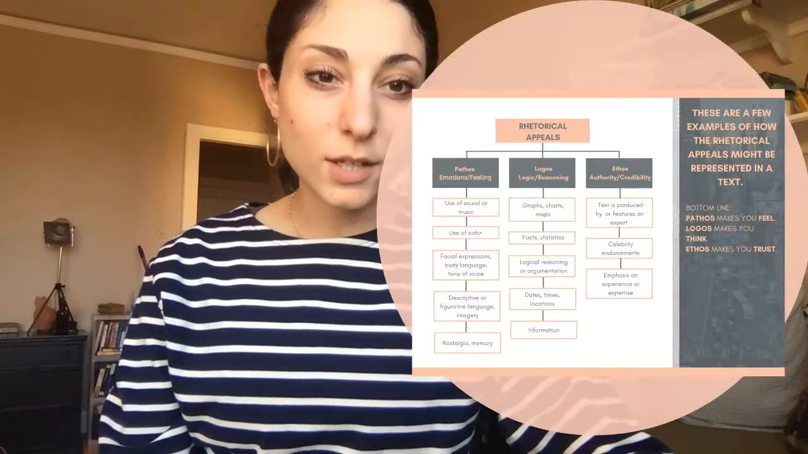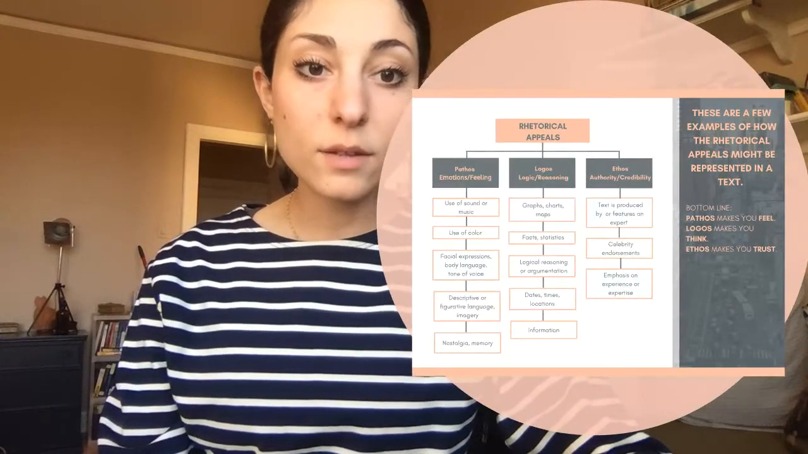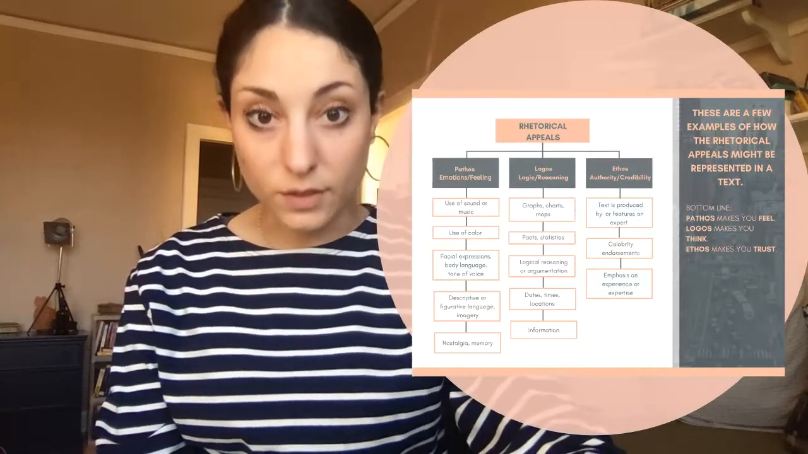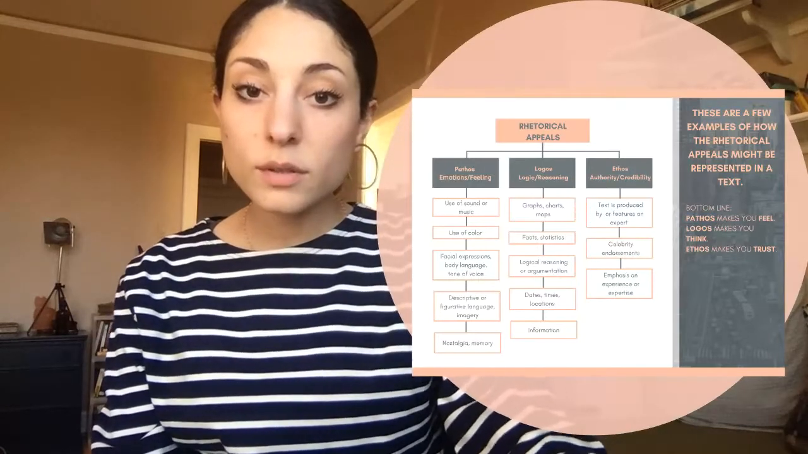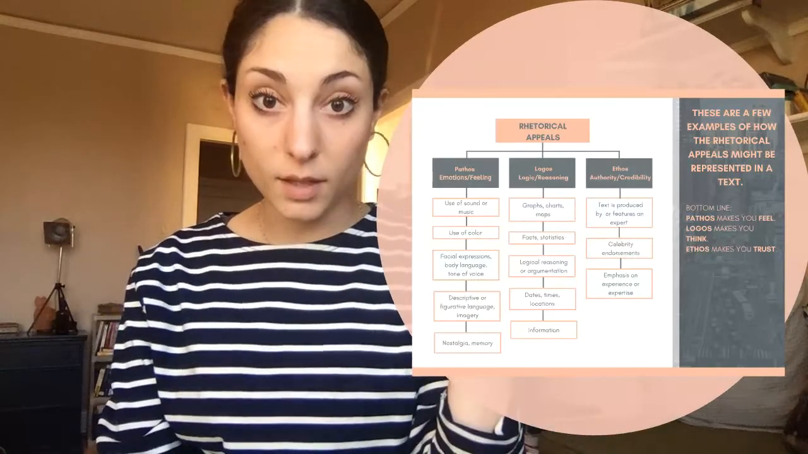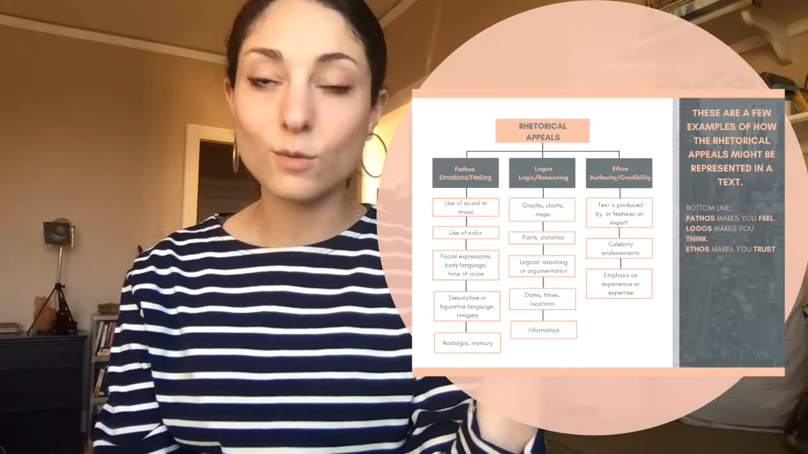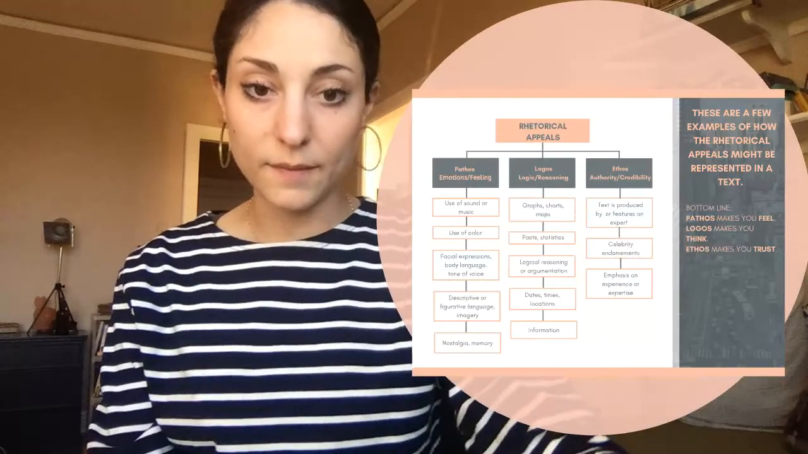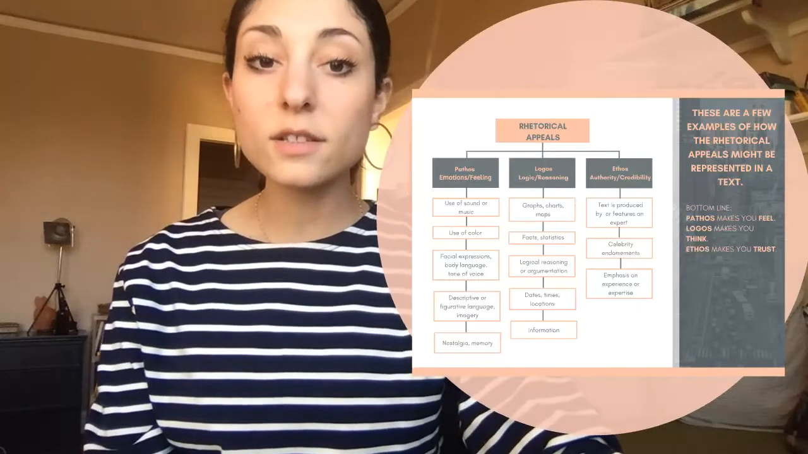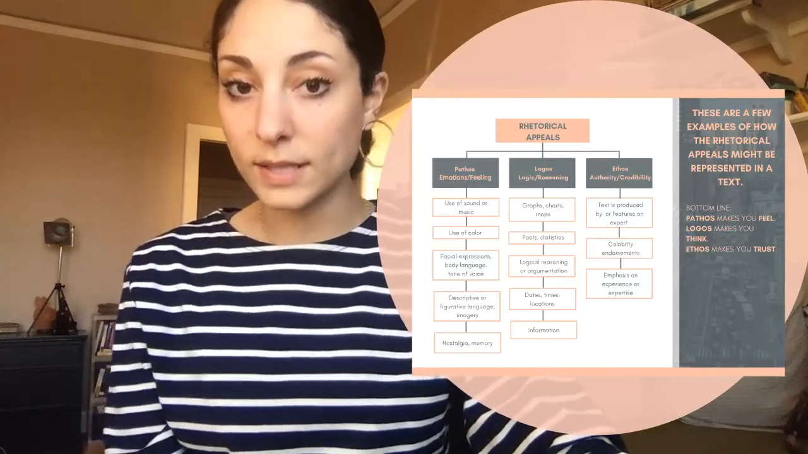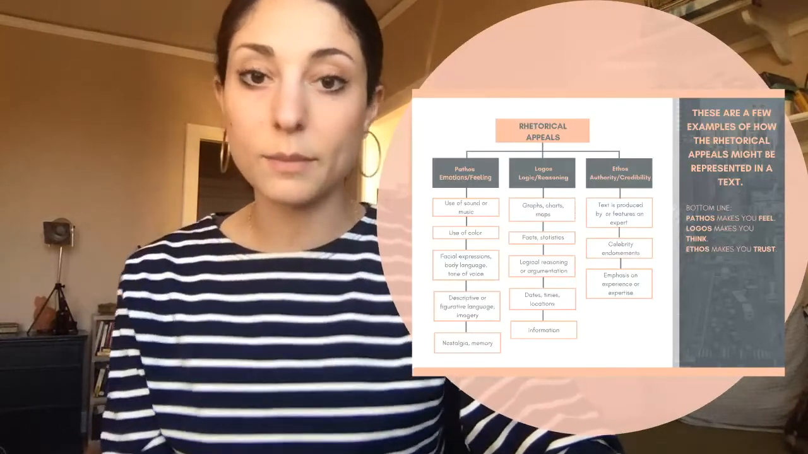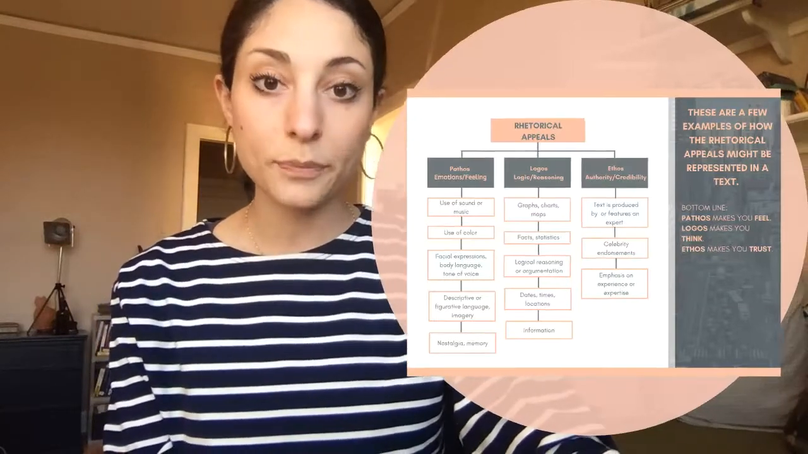The bottom line here is that pathos is something that should make you feel something. Logos is something that should make you think something, and ethos is something that should make you trust or believe in something, if that makes sense. And these are some of the ways that these elements may be presented, but don't limit yourself to this list.